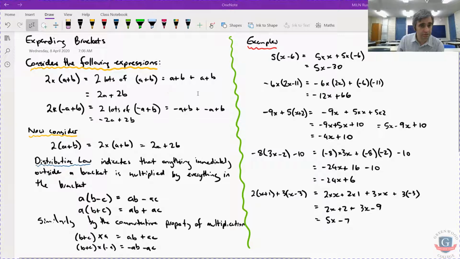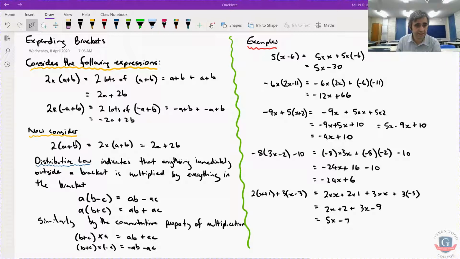Now if we collect all the like terms here, we'll have a plus a will give us 2a, and b plus b will give us 2b. And let's have a look now at 2 lots of negative a plus b. Here's one lot of negative a plus b. Here's another lot of negative a plus b. If we regroup this and collect all the like terms up, we'll have negative 2a. One's here, one's here. We've got 2 lots of that. Negative 2a. We've got 2 lots of b. Here it is here.